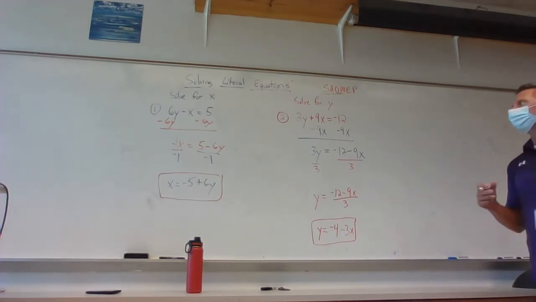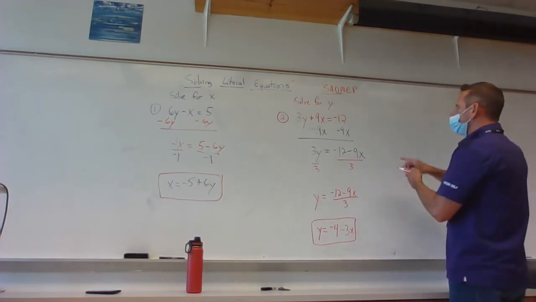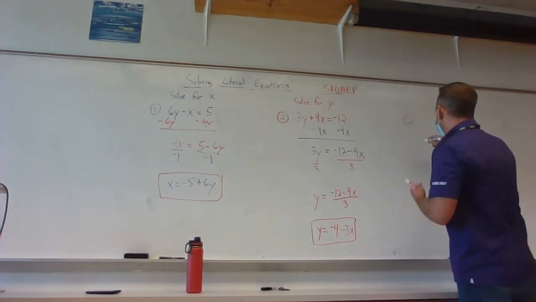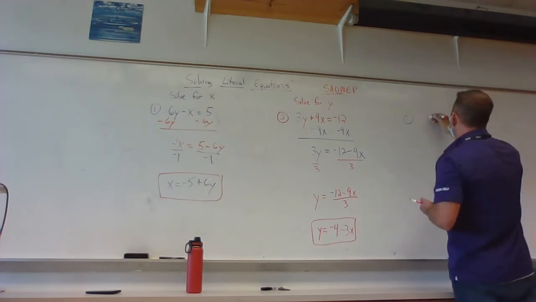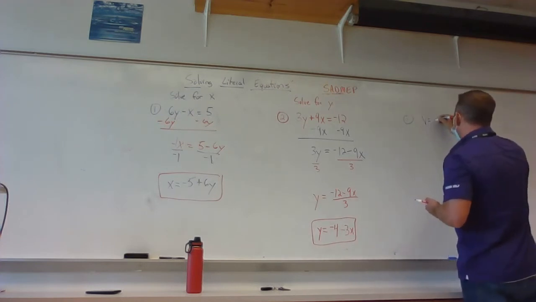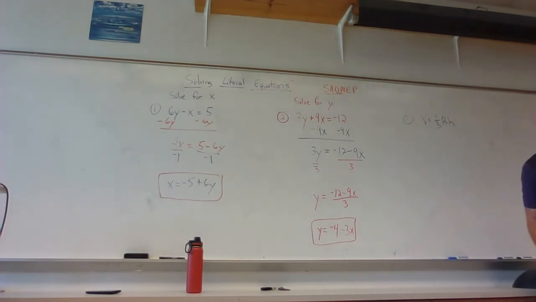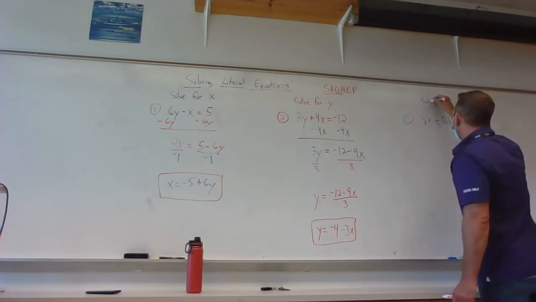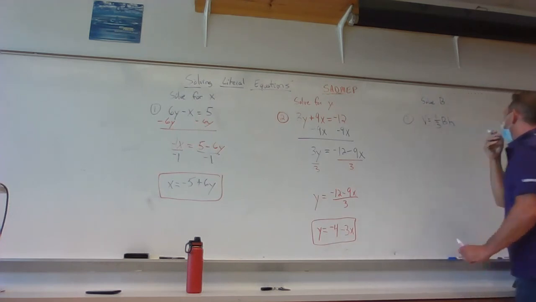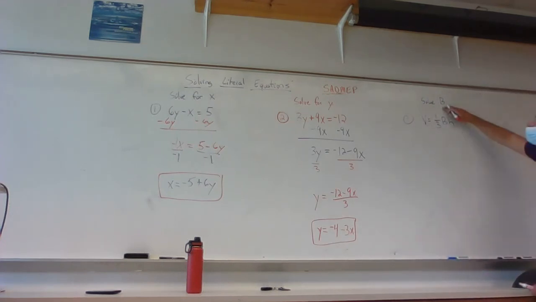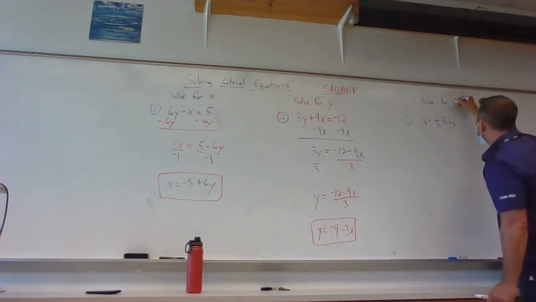Okay, let's review the one that has fractions. We did one of these on Wednesday. So if we've got a fraction, let's say we have volume equals 1/3 the area of the base times the height. That's the formula for volume. I want to get a capital B by itself. Solve for B.